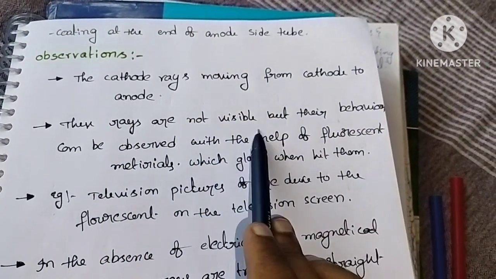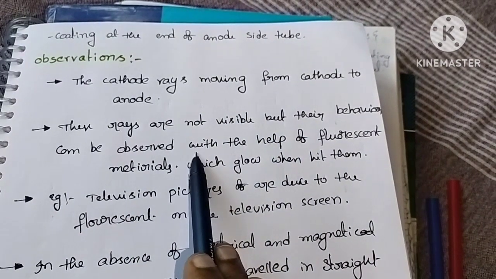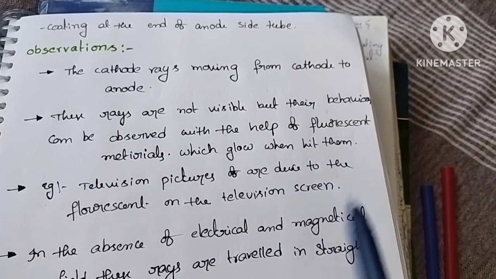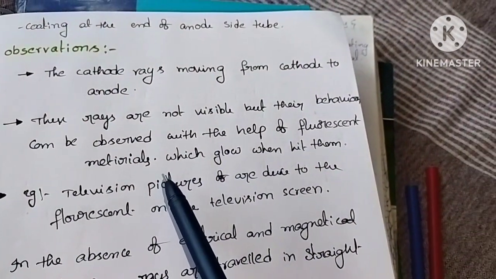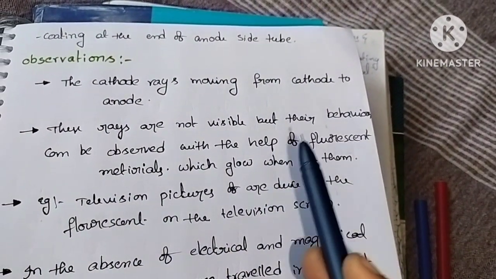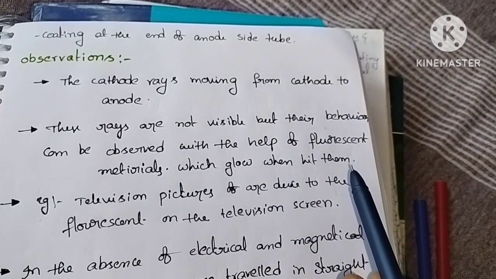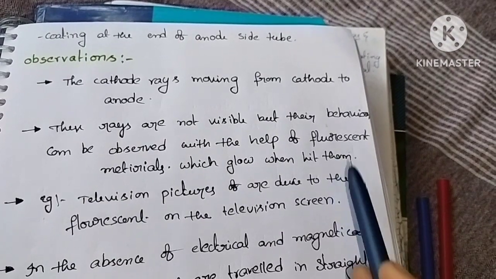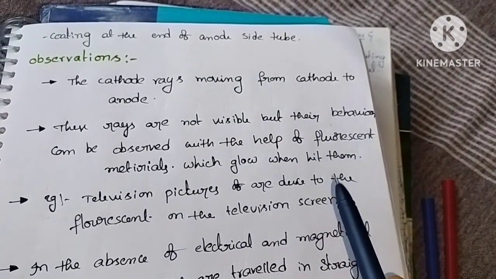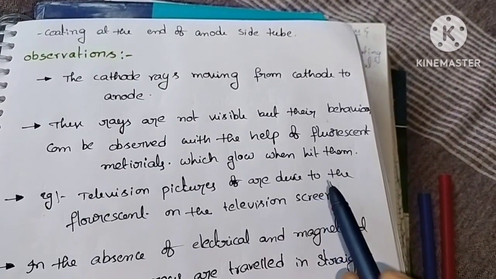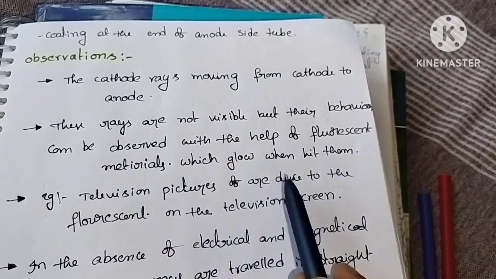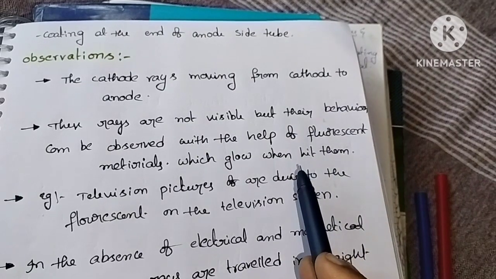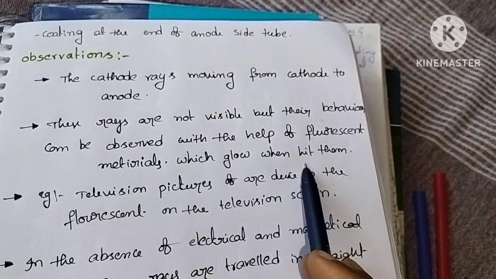These rays are not visible, but their behavior can be observed with the help of fluorescent materials, which glow when the rays hit them. When the current passes from cathode to anode and hits the fluorescent screen, we observe the particles' behavior. We cannot see the flow of current directly, so by using the fluorescent screen, we observe the nature of the particles.